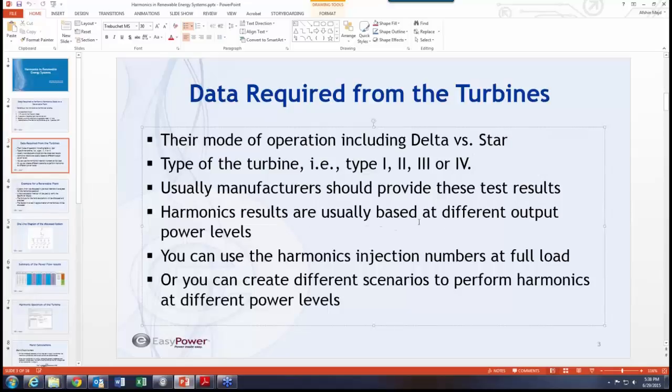Harmonics results are usually based at different output power levels. If you just want to run one scenario, you would run a full power scenario. You can use the harmonics injection numbers at full load, which I mentioned already, or you can create different scenarios to perform harmonics at different power levels, which again I mentioned.